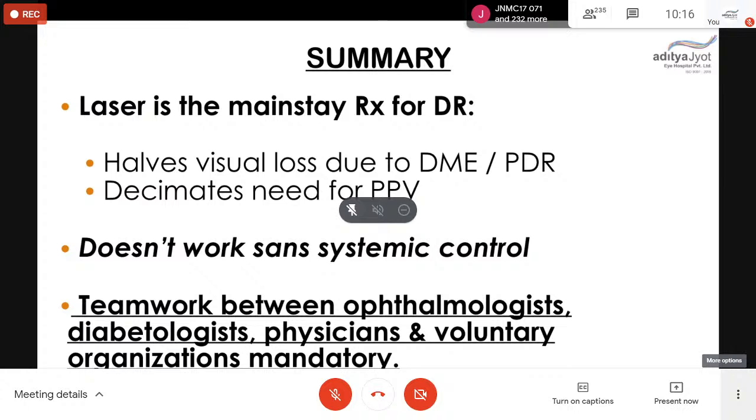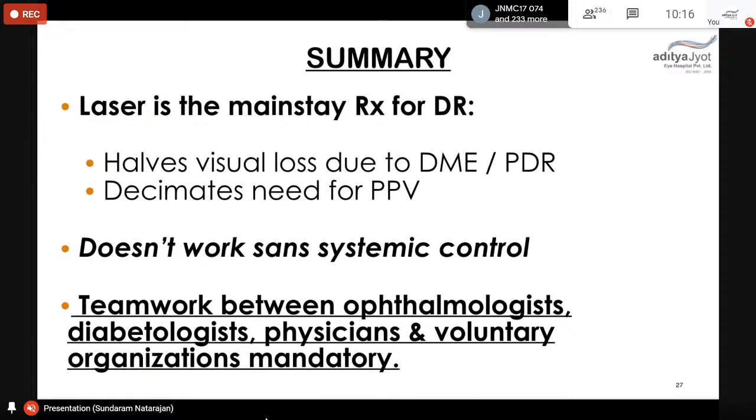Only systemic control does not prevent diabetic complication. What I want to convey to the diabetologist, to the undergraduates, is control of diabetes is 100% needed. And control of diabetes does not control the eye, does not control the kidney, does not control the heart. So I think you need to control diabetes and the respective organs separately. That's why we need a teamwork.